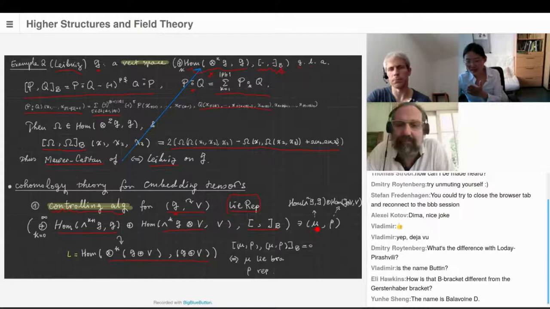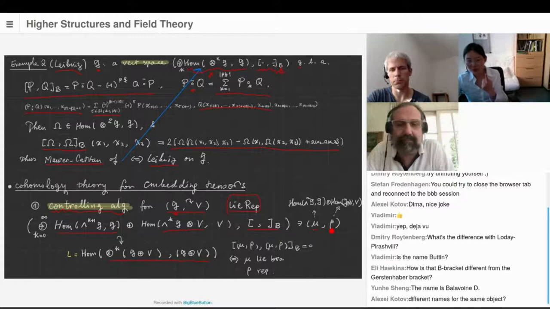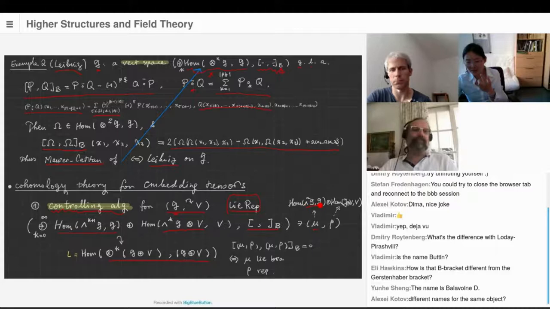And the Maurer-Cartan element, a degree one element, has the form mu and mu comma rho. Mu is really something that looks like a Lie bracket, and rho is something that looks like a representation. And we are very lucky: a Maurer-Cartan element of such a guy is exactly saying that mu is a Lie bracket, rho is a representation. And so we found the controlling algebra for the representation.